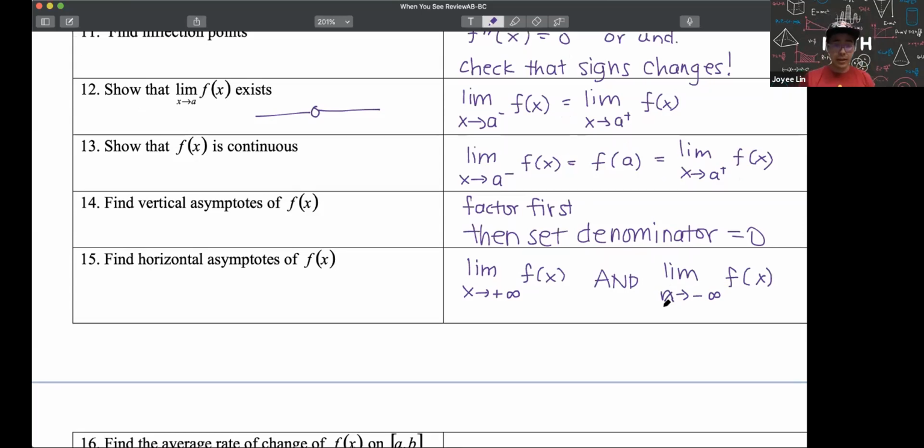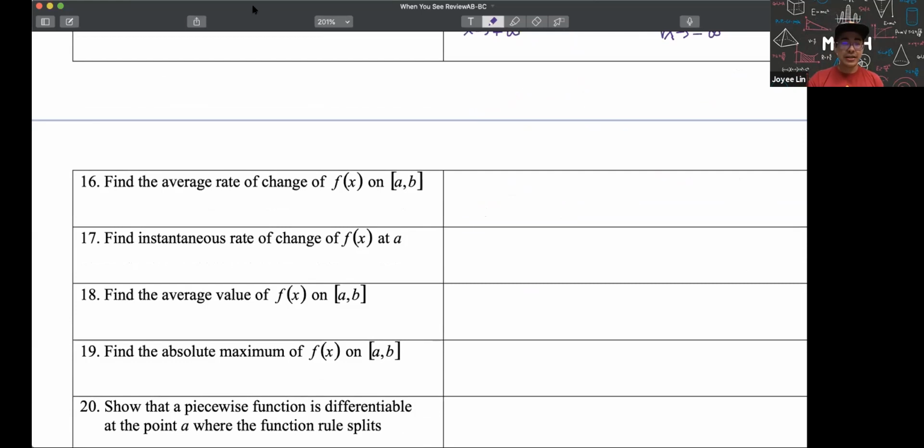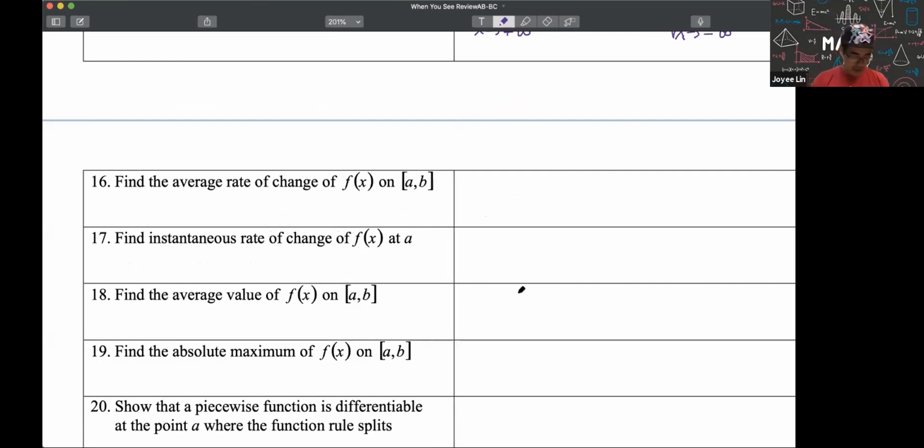What else do we have? We have find the AROC. Y'all know how to do AROC, right? I don't even need to go over that one. Y'all should know IROC too. I'm not going to go over that one either. How about 18 though? Find the average value of f of x.